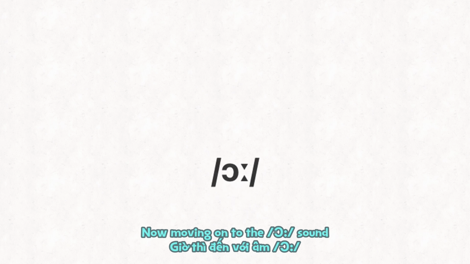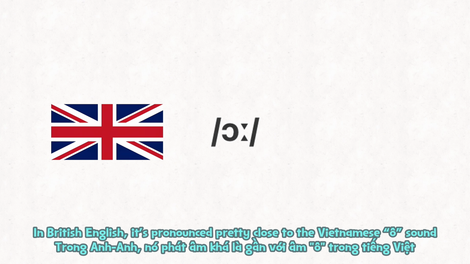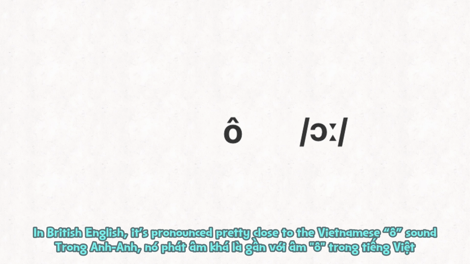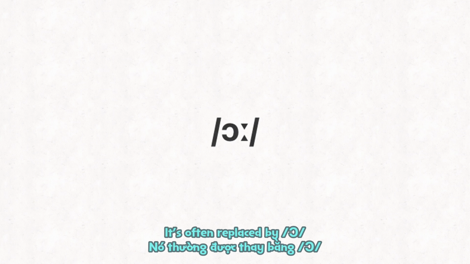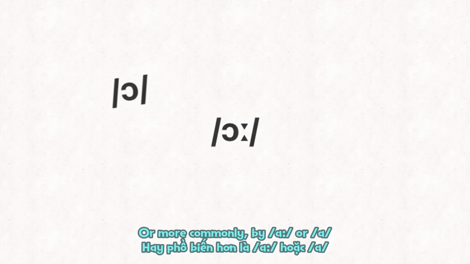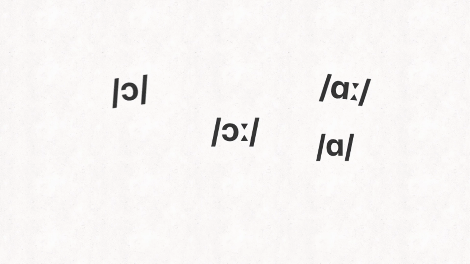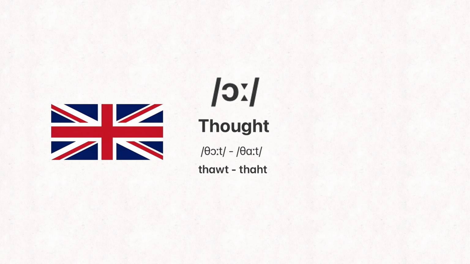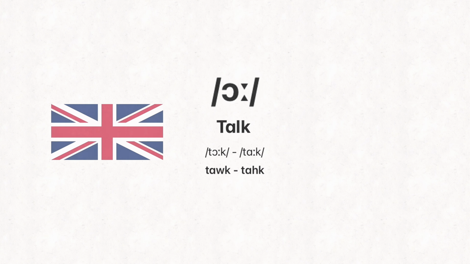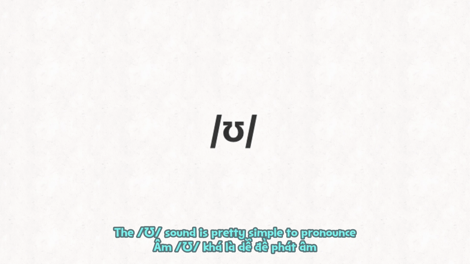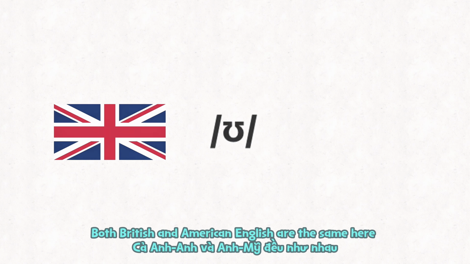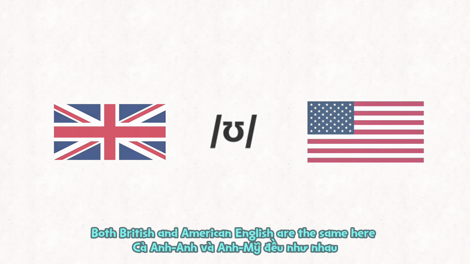Now moving on to the O sound. In British English, it's pronounced pretty close to the Vietnamese O sound. O. And when it crosses over to American English, it's often replaced by O, or more commonly by R or A. Thought, talk, call. The oo sound is pretty simple to pronounce. Both British and American English are the same here.